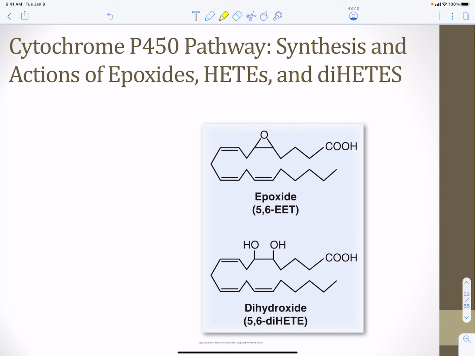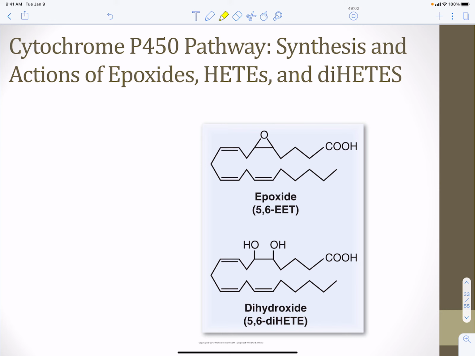So cytochrome P450 we've already talked about. These are going to be in the endoplasmic reticulum, and this is going to oxygenate arachidonic acids. And of course, whenever you do this, you have the potential for active oxygen species. This activity is of the monooxygenases in the microsomal system.